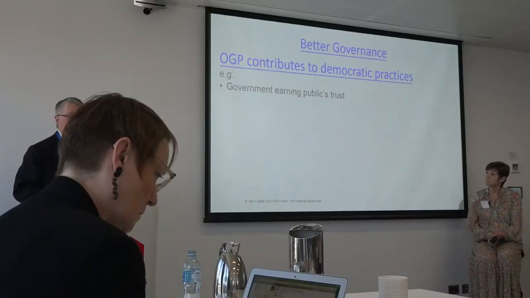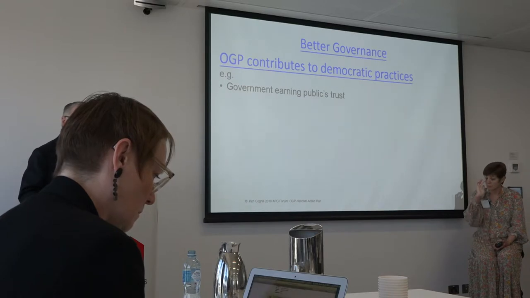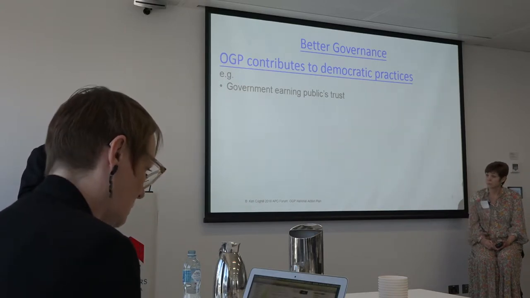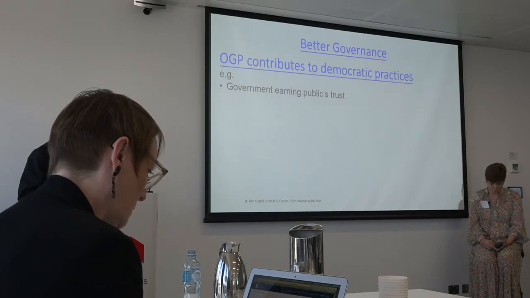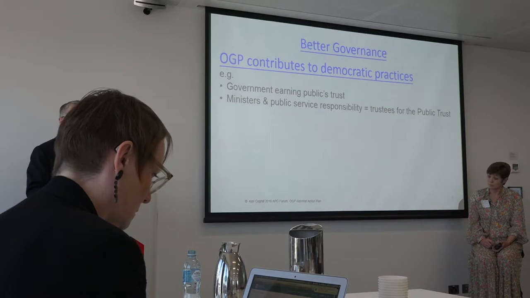So on the one hand, it's about trust, and it's not just about trust by the public in government, it's about government actually trusting the public to be involved in decision making. And that flows from the public trust principle. In other words, ministers and public servants have a responsibility as trustees for the public trust.